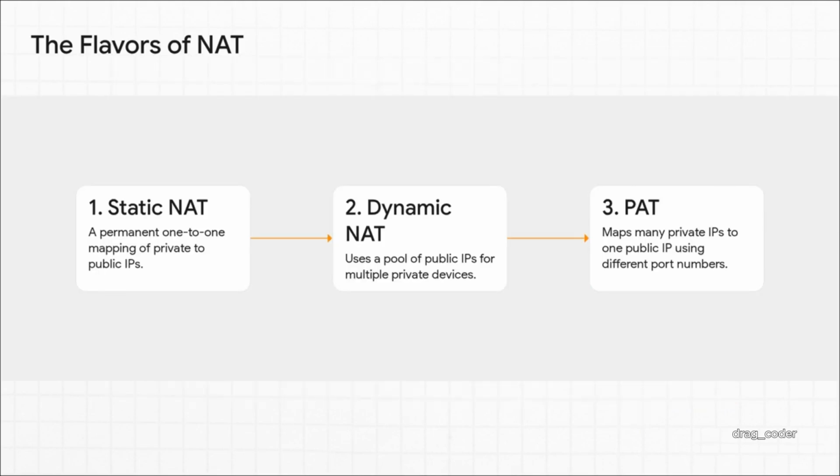Now, NAT comes in a few different flavors, but the one that almost all of us use at home and in our offices is that third one, PAT, or Port Address Translation. This is where the real magic happens. It lets dozens, even hundreds of devices share that one single public address. And it does it by assigning a unique port number to every single conversation, which is kind of like giving each guest in the hotel a unique room key.